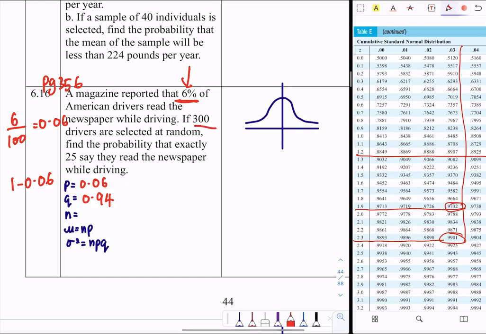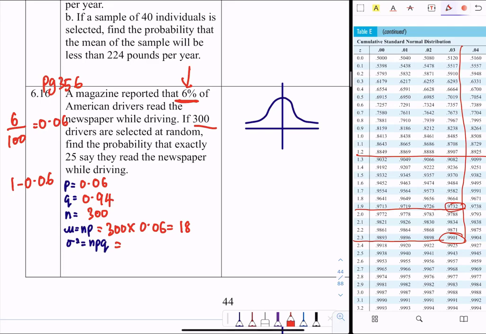What is the n? The n value is 300. How to find the mean? It is n times p, n is 300, times 0.06, equals 18.